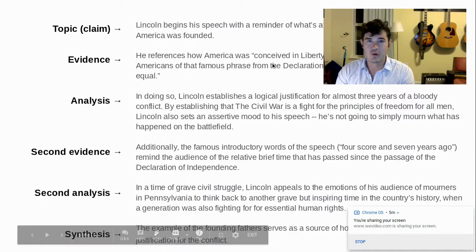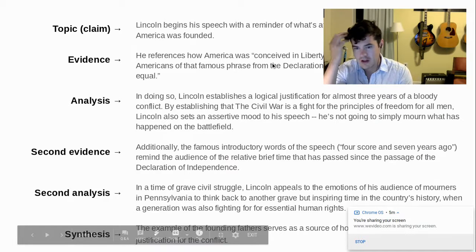So again, my quote that I provide, or not again, this is the first time you're hearing me do this. This is like the 7th time I've recorded this. My evidence is not just dropped in there. I don't just have a topic or a claim and then just start shoveling quotes in there without setting them up. I lovingly surround it with my own words. He references how America was, quote, conceived in liberty, and reminds the audience of fellow Americans of that famous phrase from the Declaration of Independence. Then I give the quote. Okay. And then my analysis is going to start setting up why it matters to the audience.